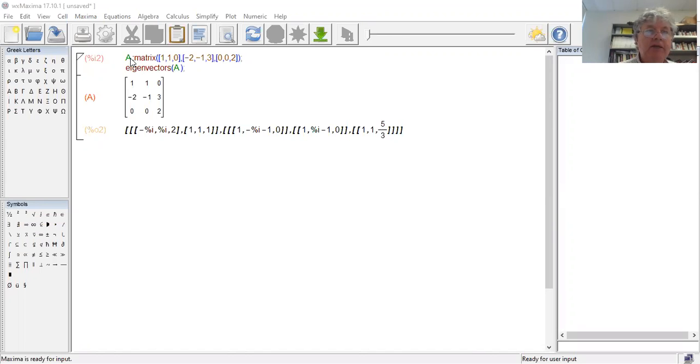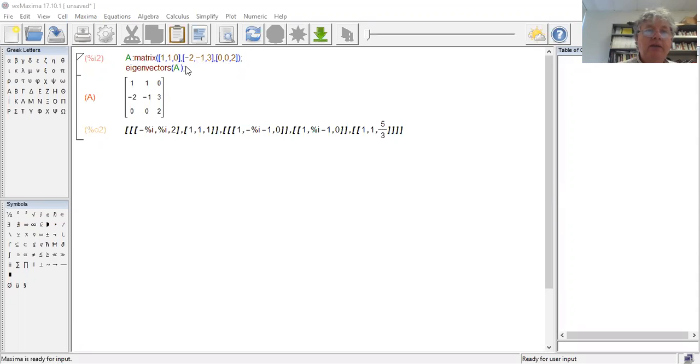So the first line, I am just defining a matrix called A. Call it whatever you like. So the command is matrix, and then you see that it's just a vector of vectors. Each of those vectors is a row vector. The first is the first row, the second row, the third row.